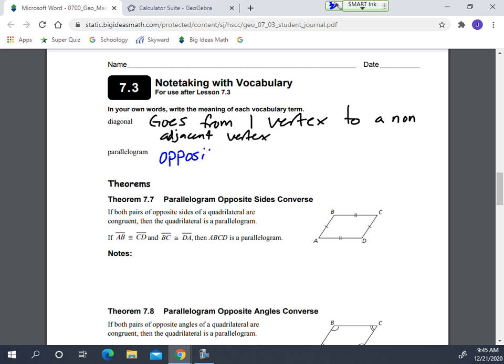Opposite sides and angles are congruent. Again, these are my words. If you want to write your own words, go for it.